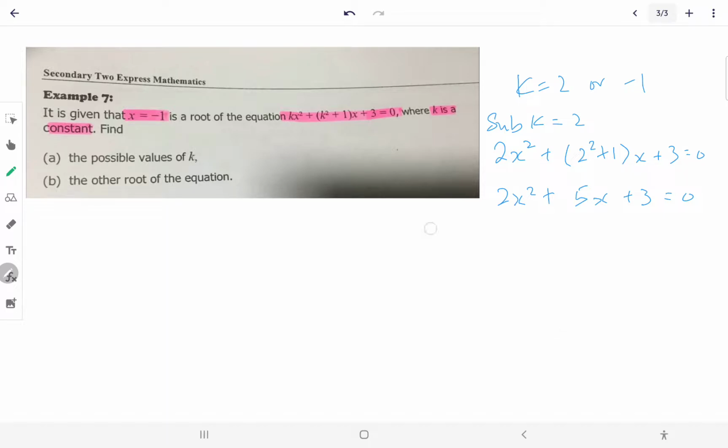We can use the cross multiplication method to see whether we can get it. So we know that 2x and x, 2 times 3 will give you 6, right? So in order to get a positive, both have to be positive, or you have both negative, then you also get a positive.